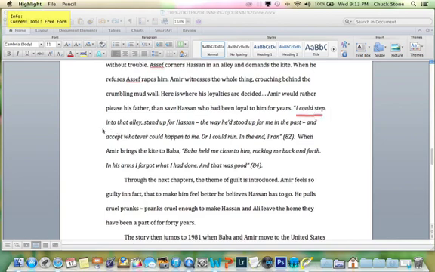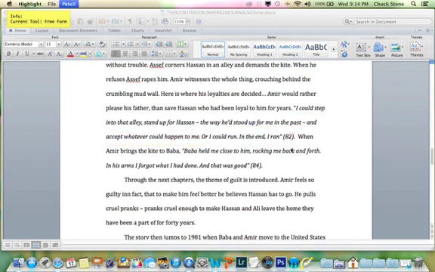I could step into that alley, stand up for Hassan the way that he had stood up for me in the past, and accept whatever happened to me, or I could run. In the end, I ran. Okay? Notice the in-text citation here. Since it's citing only from one source, from the kite runner, correctly using simply the page number. You don't put page 82, simply put in parentheses 82, that denotes the page number, and after close parentheses, then you have the period ending the sentence.